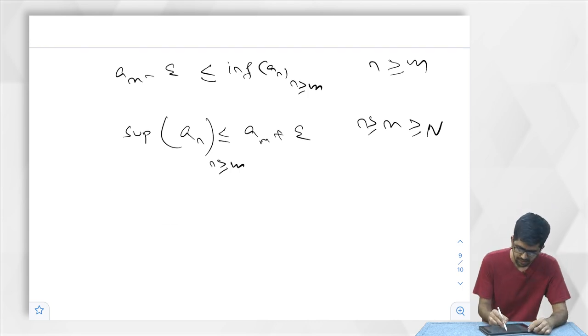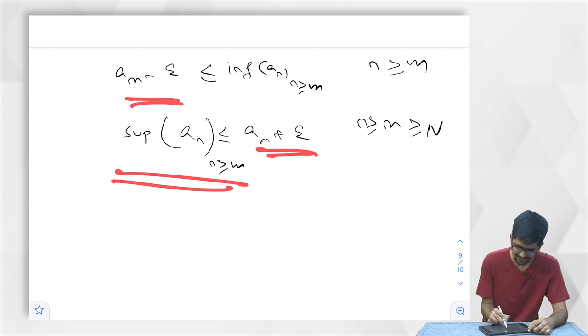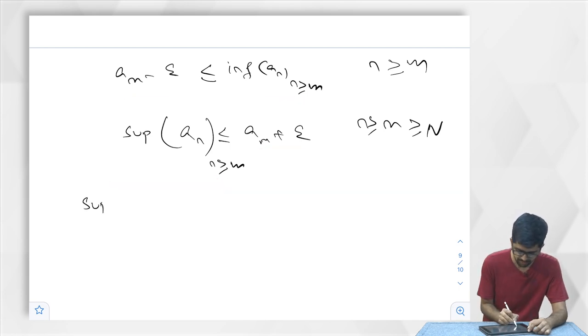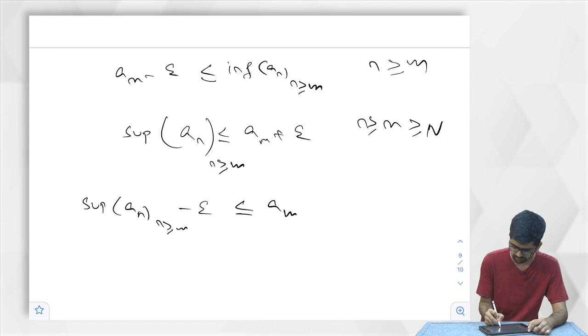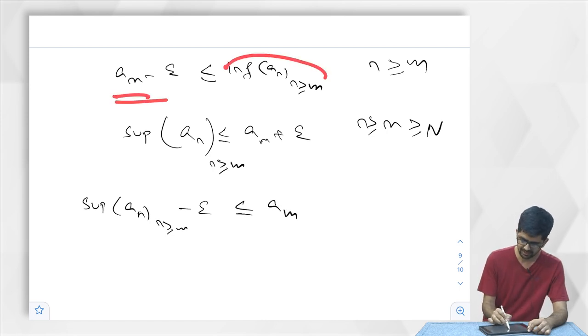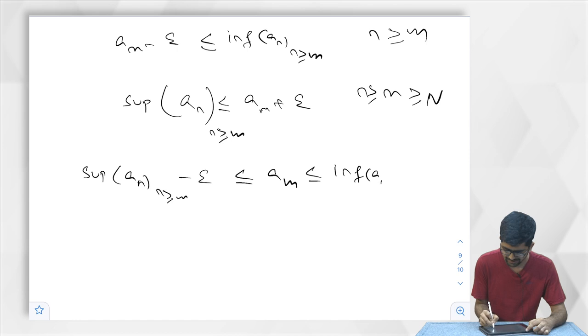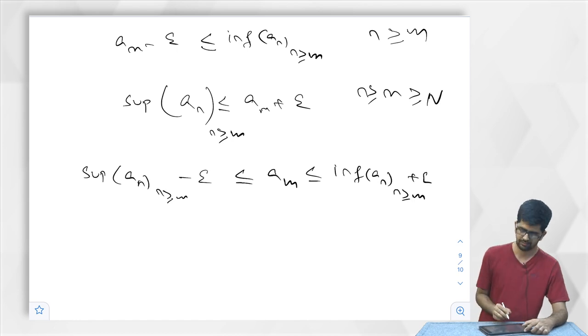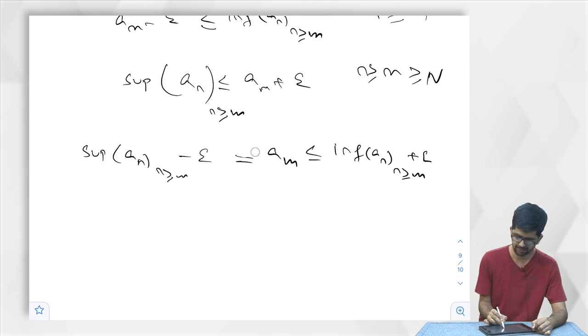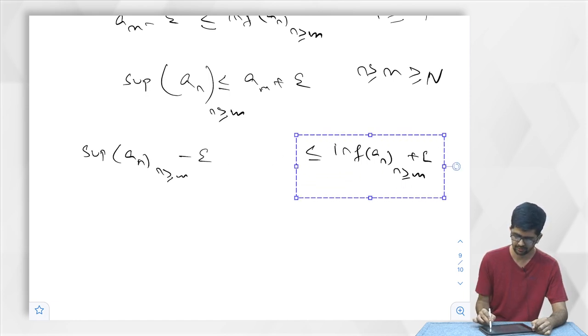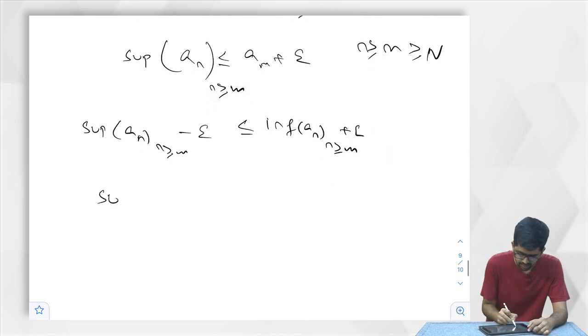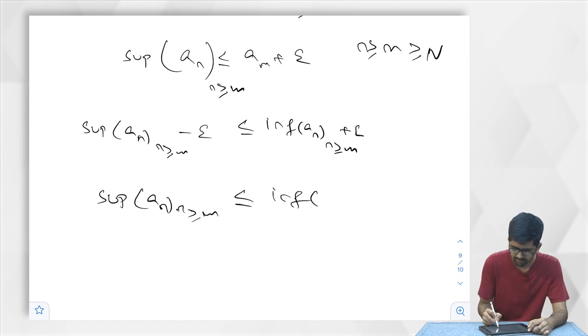So, now what? This is less than this and this is less than this. So, supremum of a_n, n greater than or equal to m, minus epsilon is less than or equal to a_m. Now, this a_m is less than this plus epsilon, right. So, this is less than or equal to infimum of a_n plus epsilon. So, one can actually ignore this part, just pull it to the left side. So, what does this say? This says supremum of a_n, n greater than or equal to m is less than or equal to infimum of a_n, n greater than or equal to m, plus 2 epsilon.